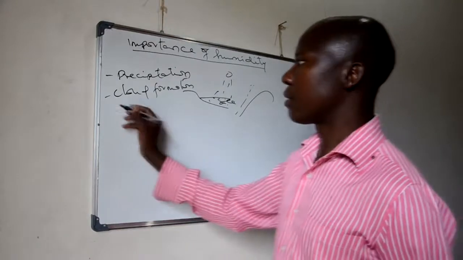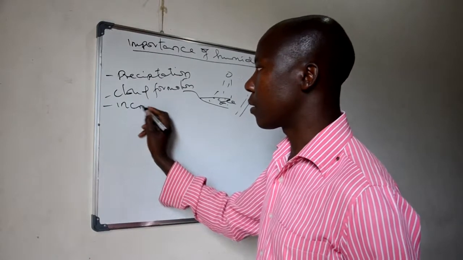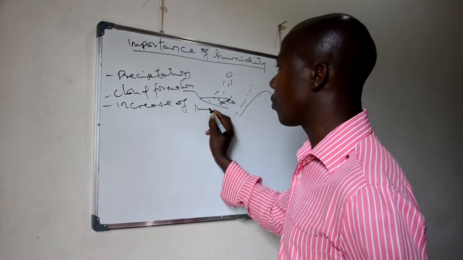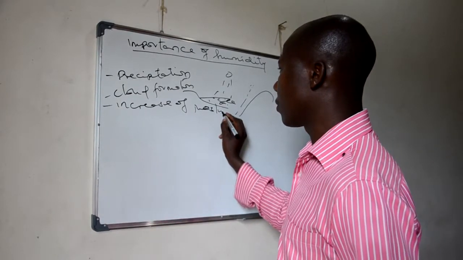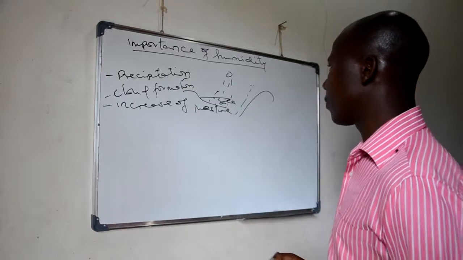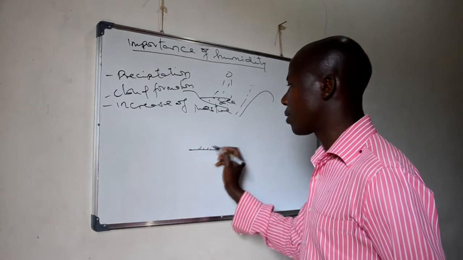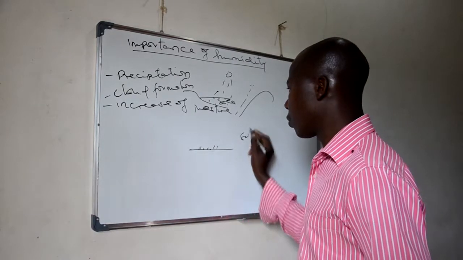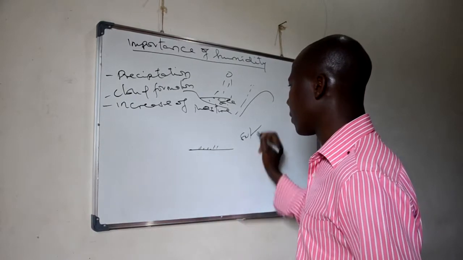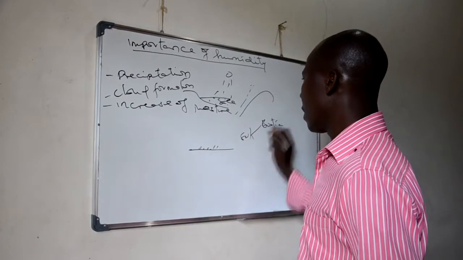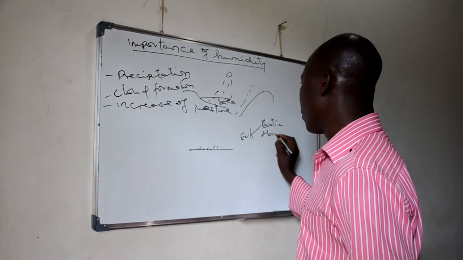Another importance is related to the increase in soil moisture. Soil moisture is the dampness of water in the soil. When we reach the topic of soil, soil consists of four things: biotic, abiotic, living things and non-living things.